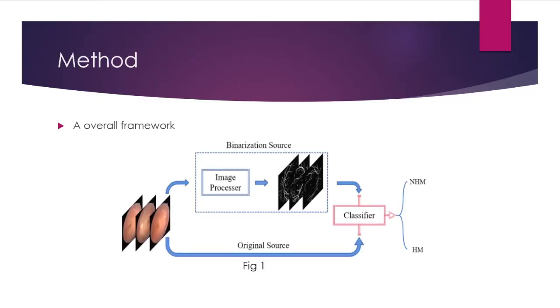The overall framework is shown in Figure 1. It includes an image processor and a classifier. The processor will output the vascular feature image and send it to the classifier together with the original image. And finally, it outputs the classification results, that is high myopia and non-high myopia.